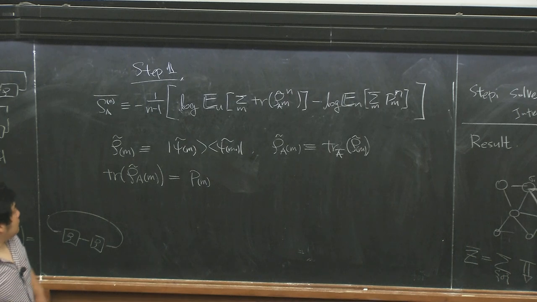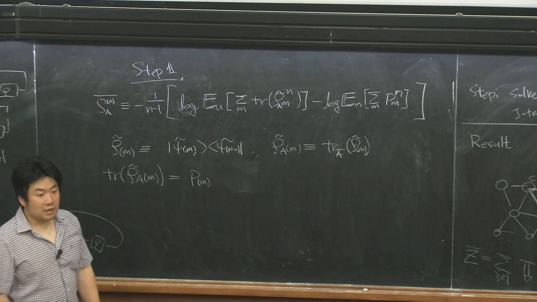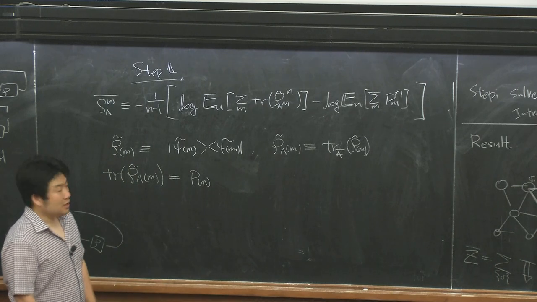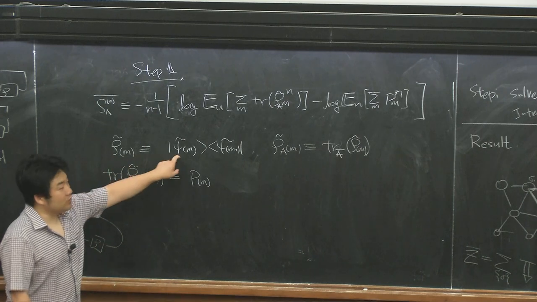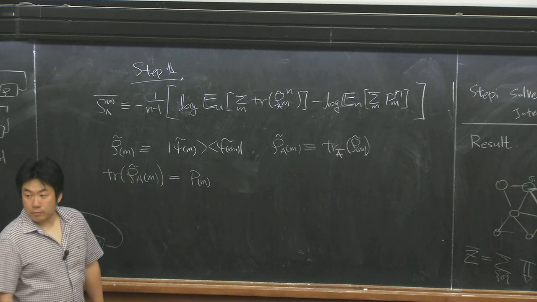Absolutely, that's right. So if I use the normalized wave function, we'll get the normalized density matrix. I'm taking the unnormalized wave function, so it's an unnormalized density matrix. But the trace of rho tilde is just the norm of this state. Therefore, it's a probability. Okay?